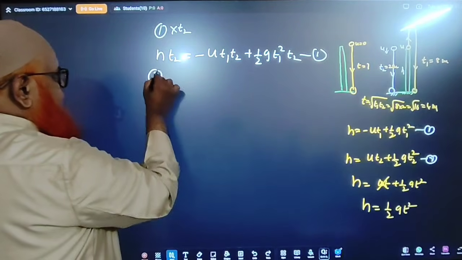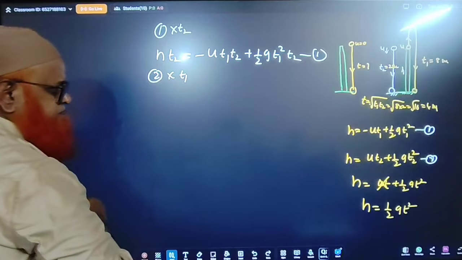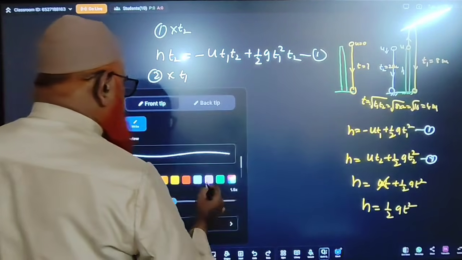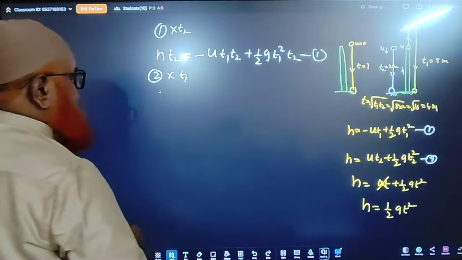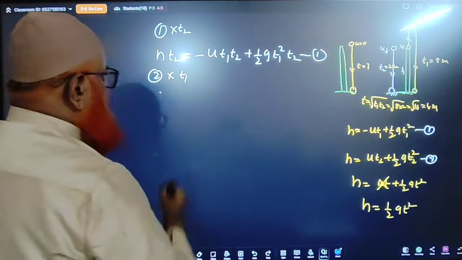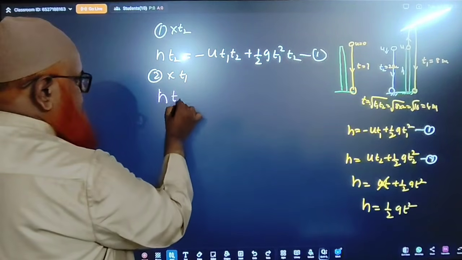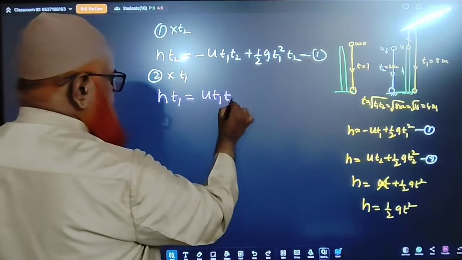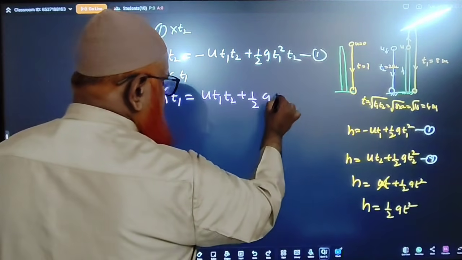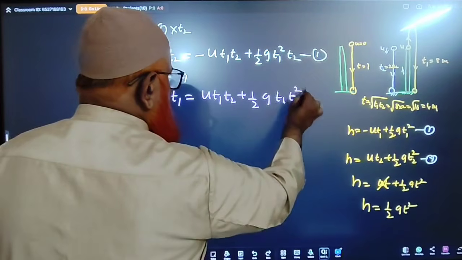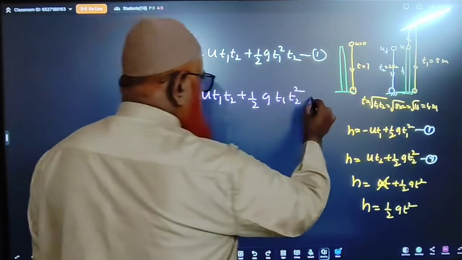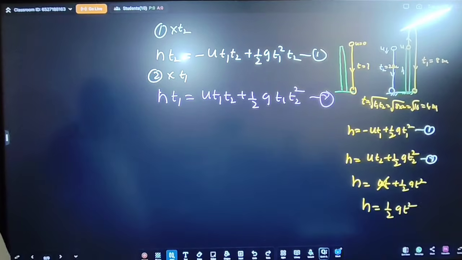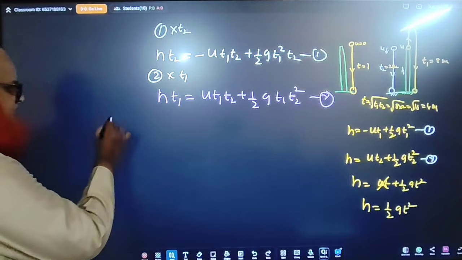Now the second equation, you multiply with t1. So what do we get? h into t1 is equal to u into t1 t2 plus half into g into t1 t2 square. This is equation number 2. Now what am I going to do? I'll just add these two.